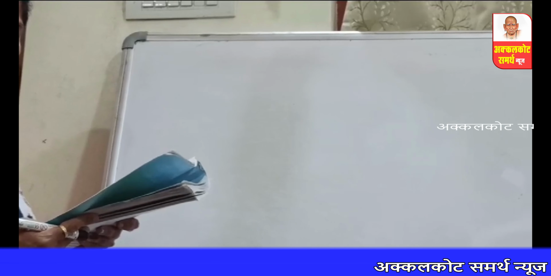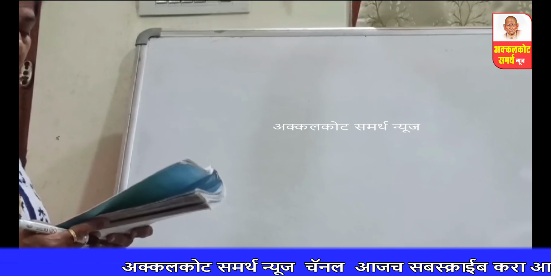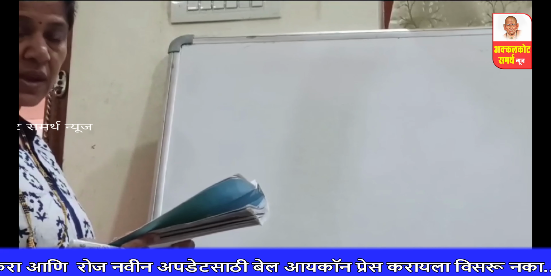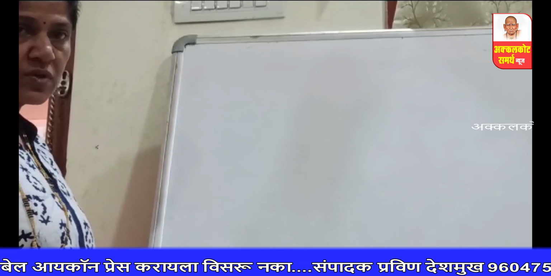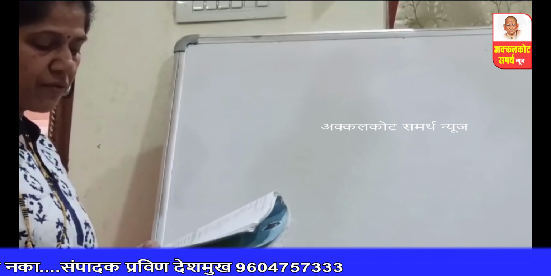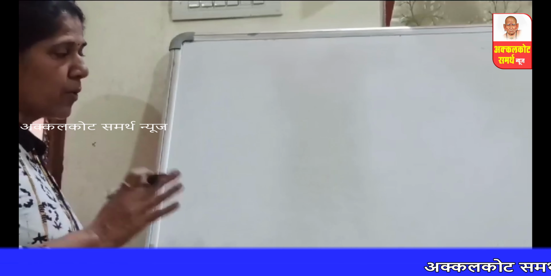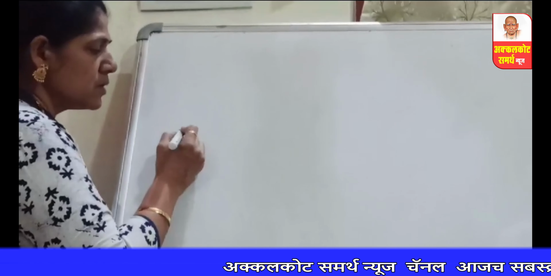Lighthouse, an observer is looking at a ship making an angle of depression of 60 degrees. If the height of the lighthouse is 90 meters, then find how far the ship is from the lighthouse. So see here now.